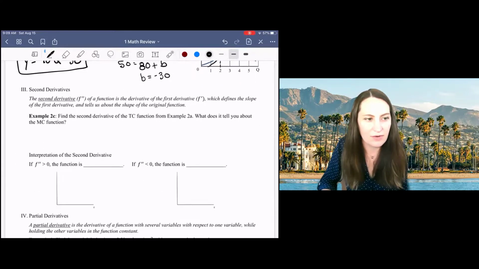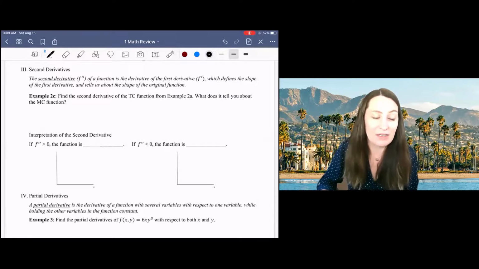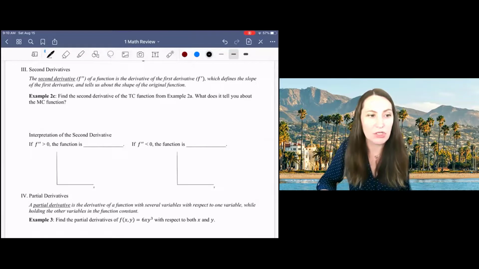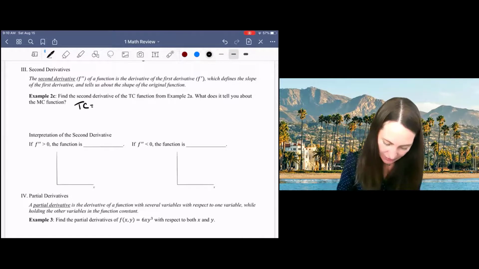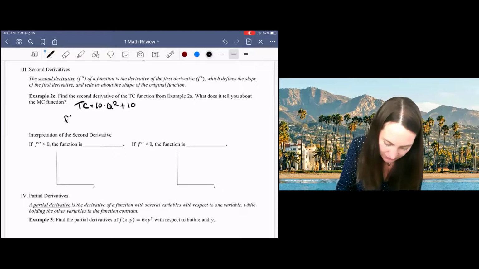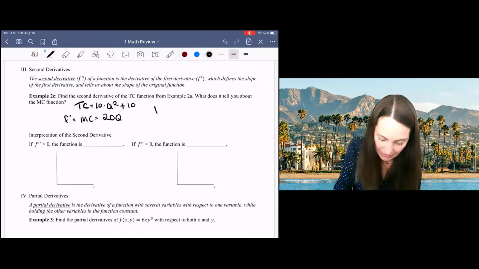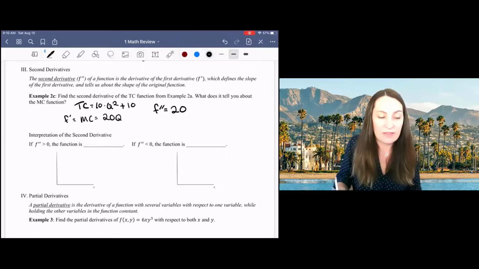Now on to second derivatives. To find the second derivative, we're really just taking the derivative of the first derivative function. So it's not really too much new here. If we want to find the second derivative of this function, again, we'll start with the first derivative. And then we just take the derivative again. And I get that the second derivative is equal to 20.